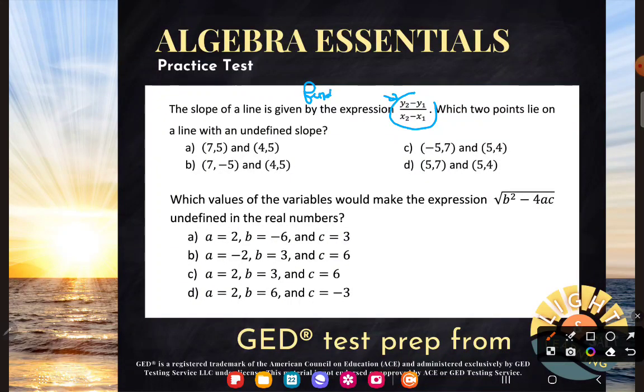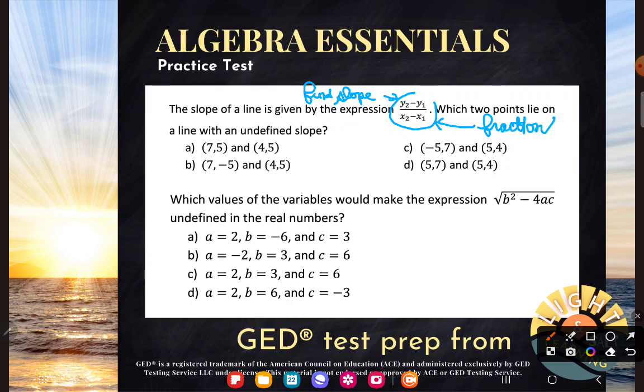But then they ask us a really interesting question. They don't ask us to find a slope given 2 points. Instead, they ask us to choose 2 points that lie on a line with undefined slope. Now, you might say, Kate, we've talked about undefined expressions, but we haven't talked about undefined slope. Well, we just said that this expression gives us slope. And look what kind of an expression it is. Do you see that it's a rational expression? That just means we have a fraction here.